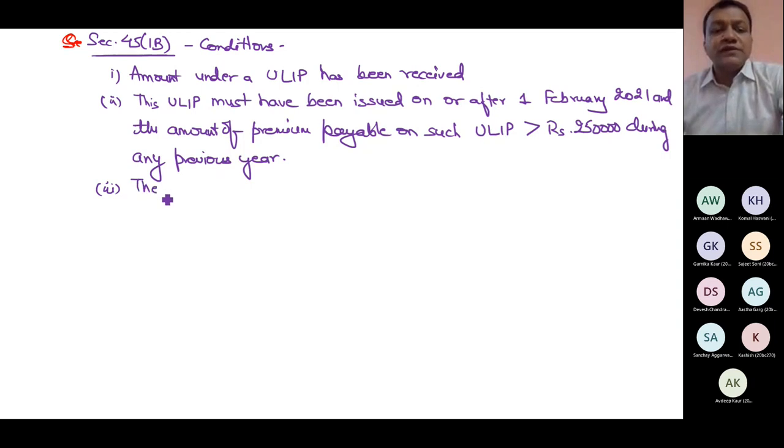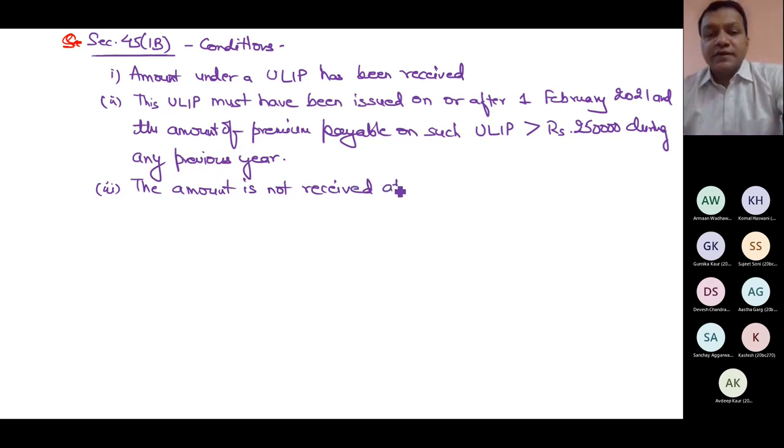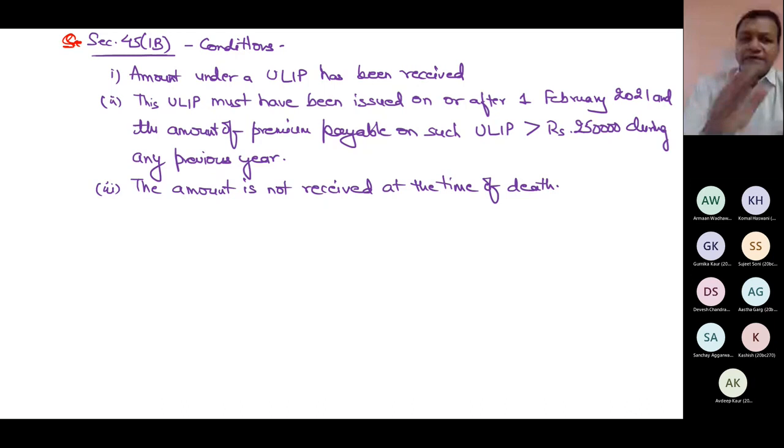The amount is not received at the time of death. If it is received at the time of death, there is no need to apply 45(1)(b). If it is not received at the time of death and if the other first two conditions are also satisfied, then by looking at this provision, you can say that the government is not willing to tax the capital gain. The government still wants you to continue claiming exemptions under section 10(10D).